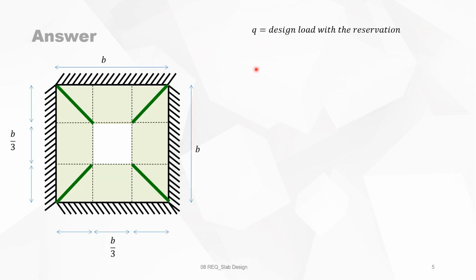Consider Q the design load with the reservation. Then we got this is the reservation. Then again, you have the axis of rotation on all the four sides. The yield line starts in a corner like this, but stops at the edge of the slab. So these are the 4 yield lines.